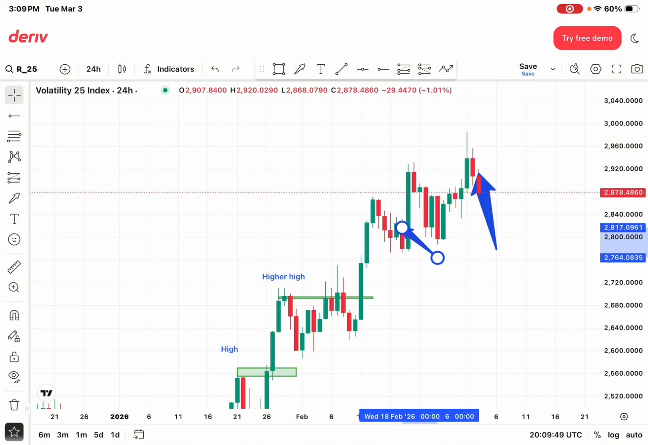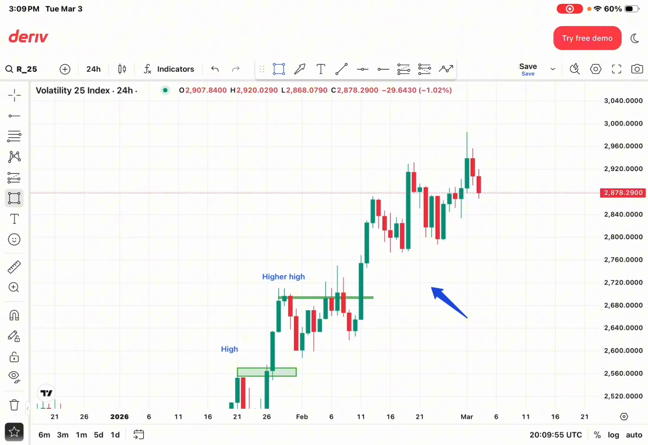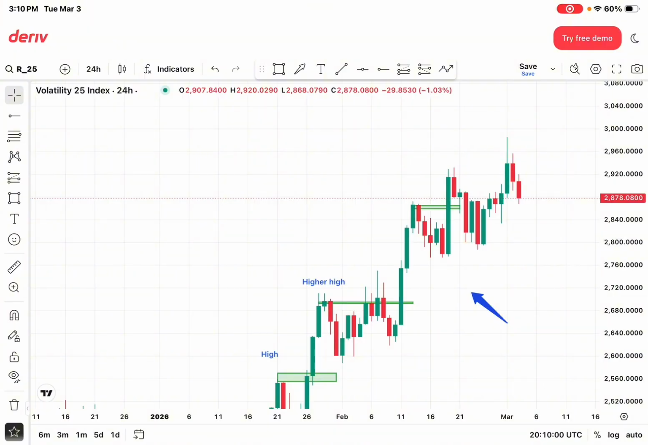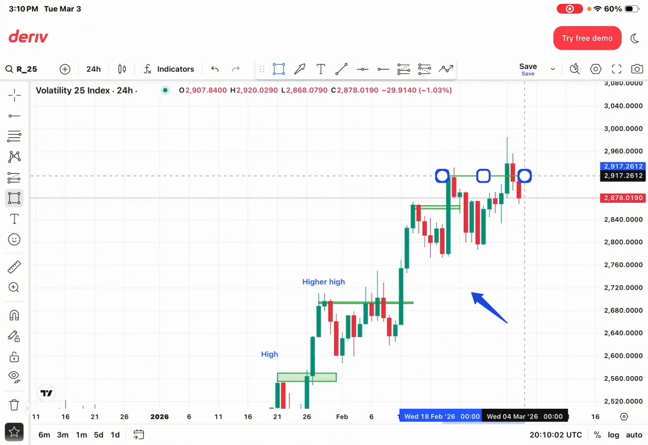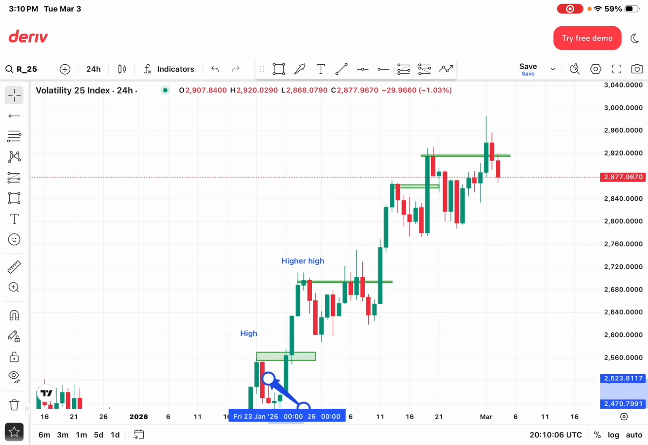A higher high, a higher low, a higher high, a higher low, a higher high. These now break off structure, creating a price push up. Once price breaks, price pushes up. See? Break off structure, price push up.